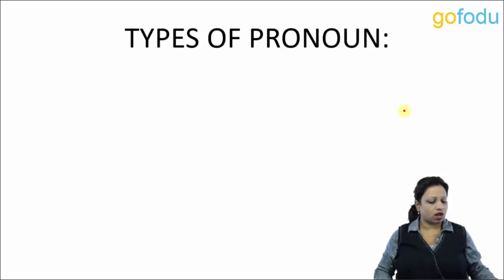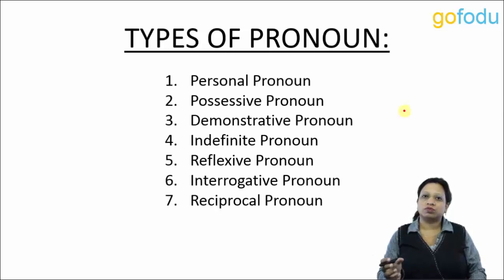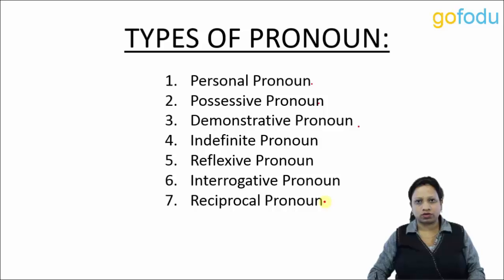I'm sure by now you know what exactly a pronoun is. A pronoun is a word that is used in place of a noun in a sentence to avoid the repetition of that noun. The types are personal pronoun, possessive pronoun, demonstrative pronoun, indefinite pronoun, reflexive pronoun, interrogative pronoun, and reciprocal pronoun. Now we have already discussed the personal pronoun in the previous video regarding pronouns. This is the most important one.